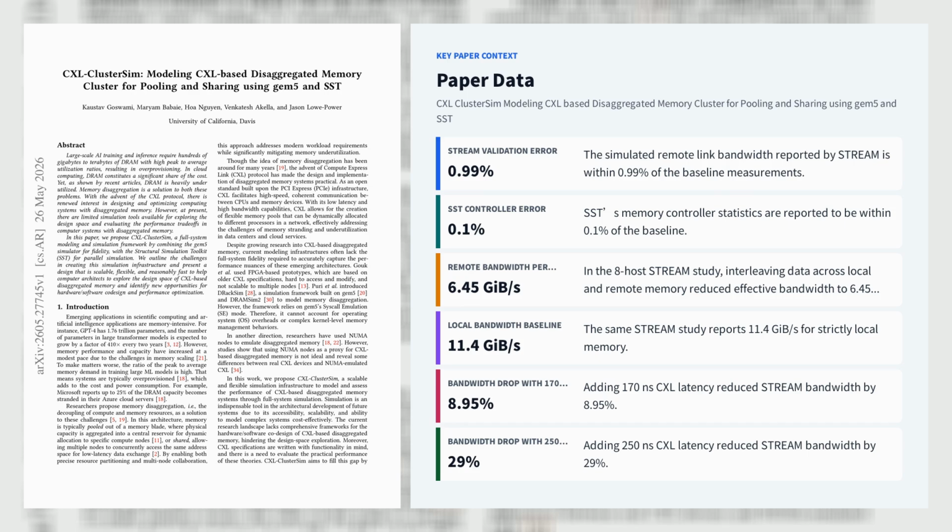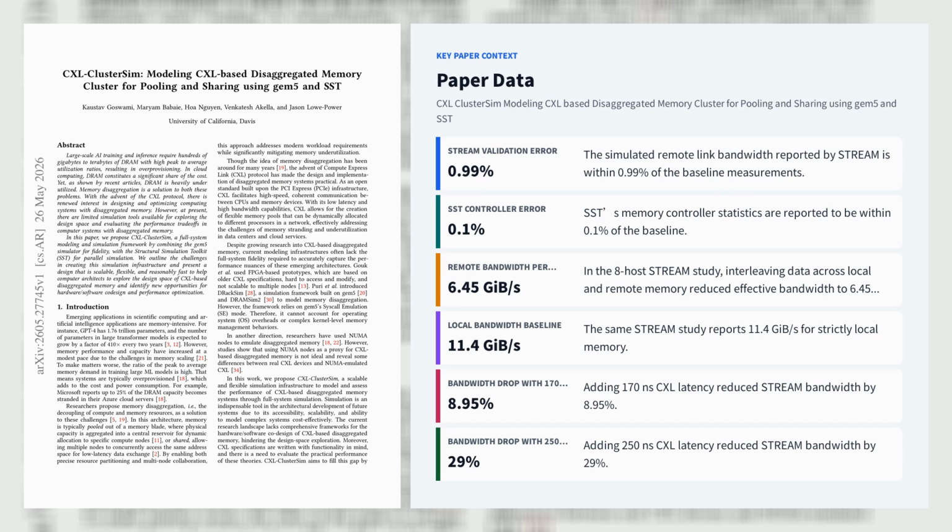Validation shows the simulated remote link reports STREAM bandwidth within 0.99% of baseline measurements, and SST's memory controller statistics are within 0.1%. In an 8-host STREAM study, pinning data to the remote pool reduced effective bandwidth to 6.45 GB/s per node under interleaving versus 11.4 GB/s for local memory, while adding 170 ns and 250 ns CXL latency reduced bandwidth by 8.95% and 29% respectively.